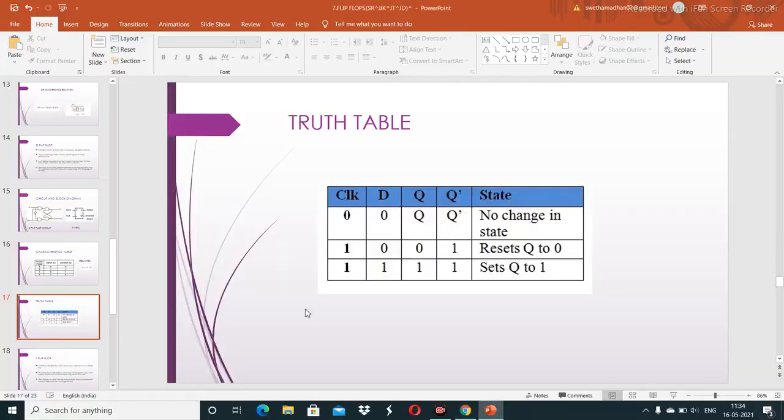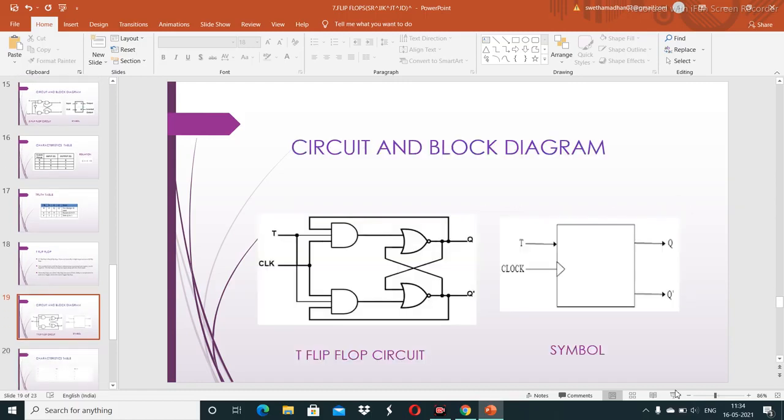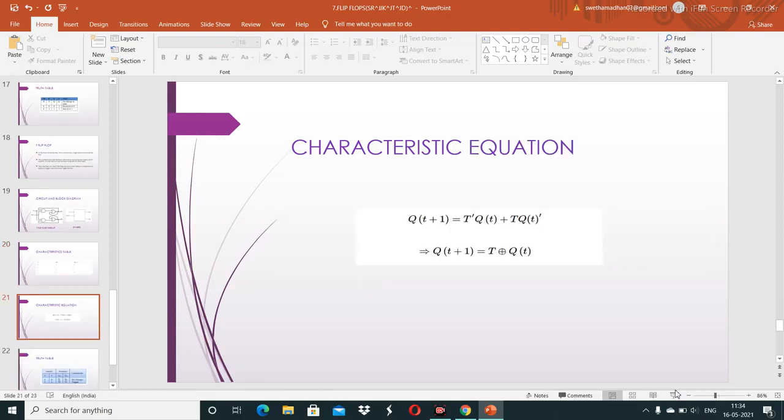Now enter into a T flip-flop. A T flip-flop is like a JK flip-flop. This is basically a single input version of a JK flip-flop. This is the circuit diagram and the symbol of a T flip-flop. This is the characteristic table of a T flip-flop, which contains Q of T and Q of T plus 1. This is the characteristic equation of a T flip-flop, which is Q of T plus 1 is equal to T dash of Q of T plus T of Q of T dash, which is simply Q of T plus 1 is equal to T XOR Q of T.